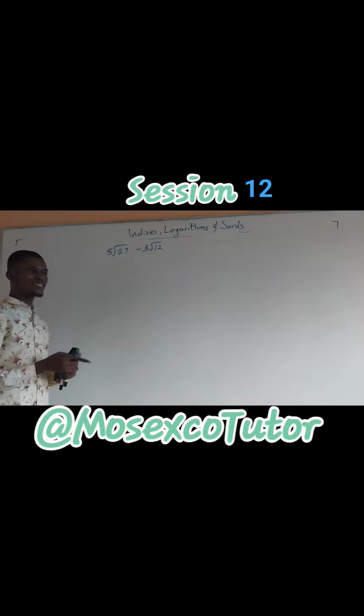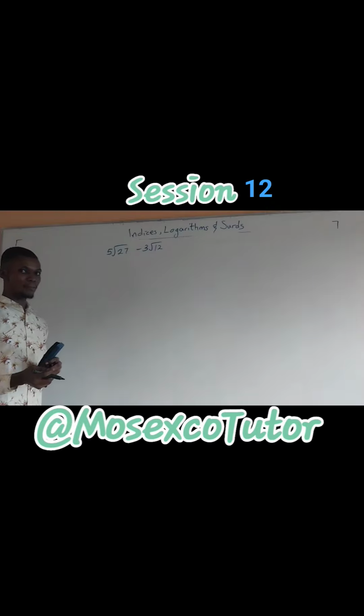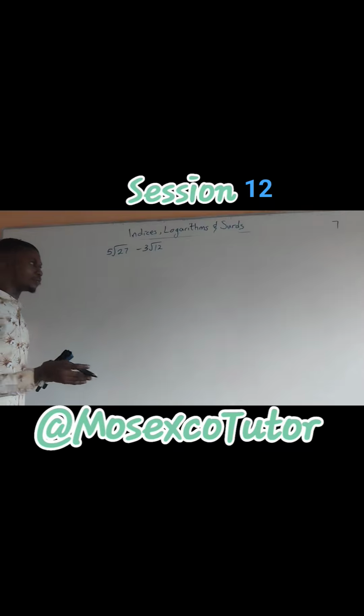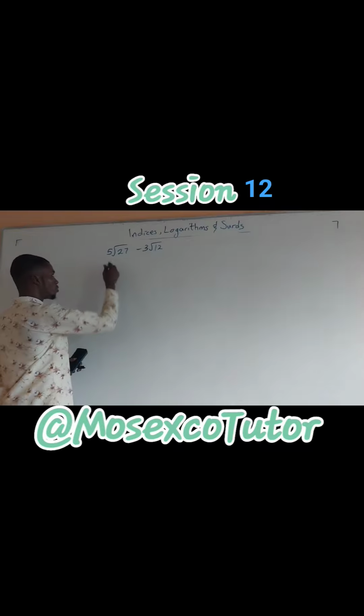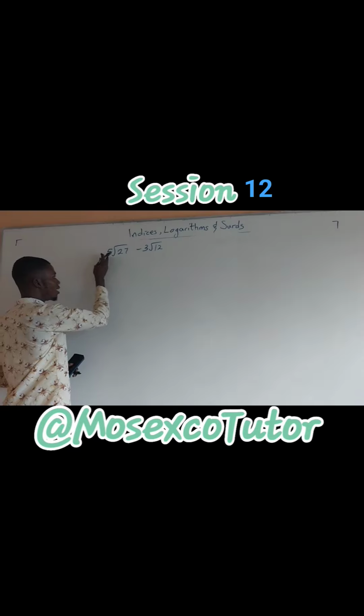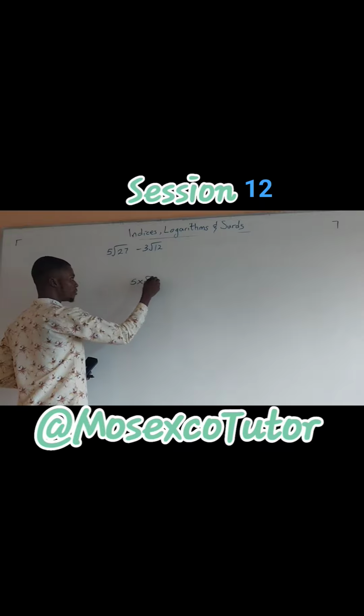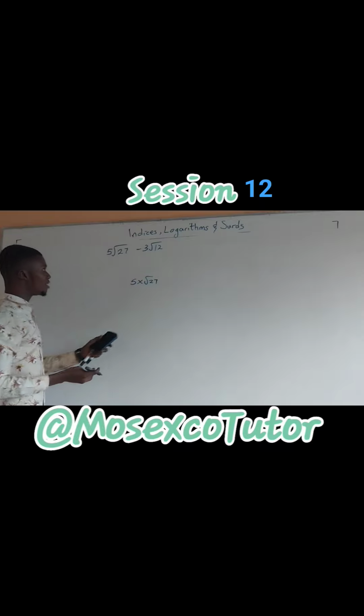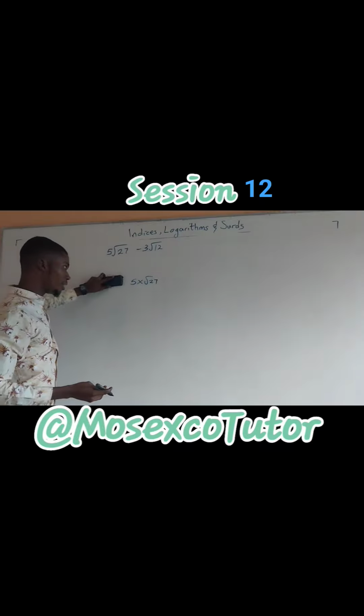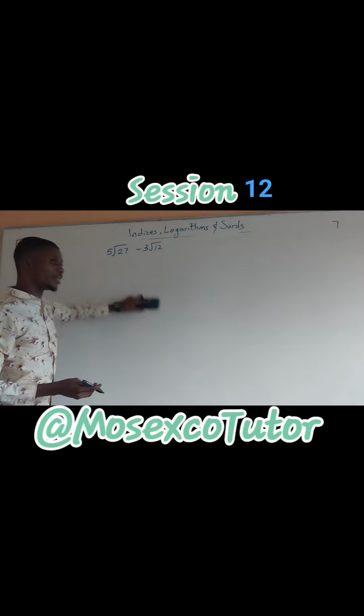The first thing to do is to get the roots to their simplest form. That's the surd to its simplest form. So this is what we do. Don't forget that what's attached to this 5 and root 27 is multiplication. That's 5 times root 27. The same thing applies to this also. Let's not forget that it's separated with a multiplication sign.